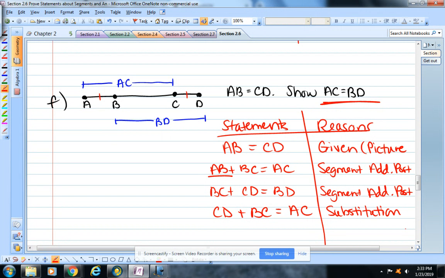Now look carefully. Isn't this and this the same thing? BC and BC, yeah, they're the same thing, right? So if this equals this and this equals the same thing, then I can say what? Not reflexive. Transitive. It's transitive. If two things equal the same thing, they equal each other. So now I can say this equals this because of the transitive property. Y'all see that? Mathematically, it's the same. So now I can say those two equal each other.